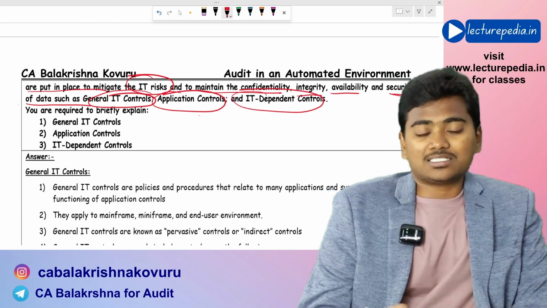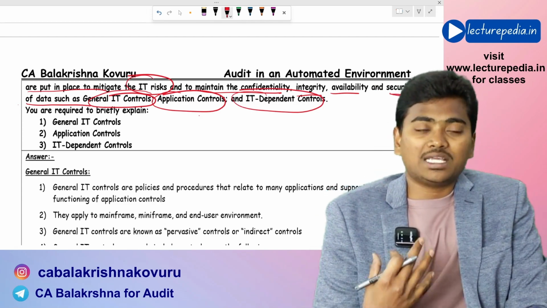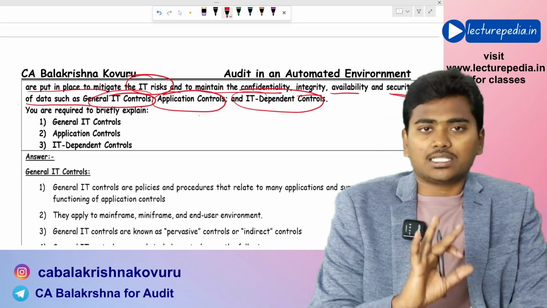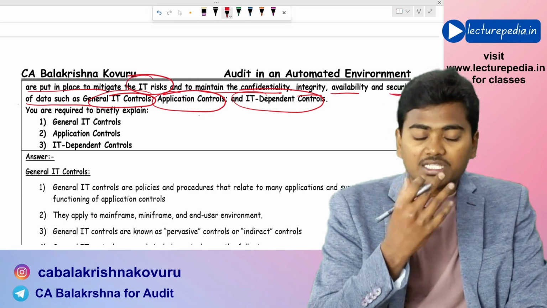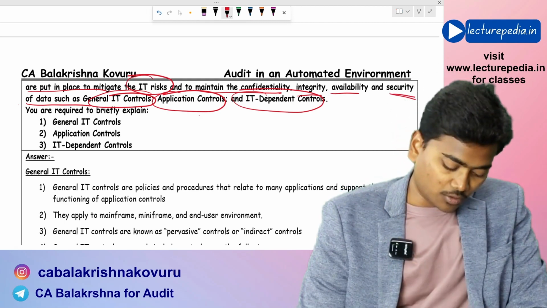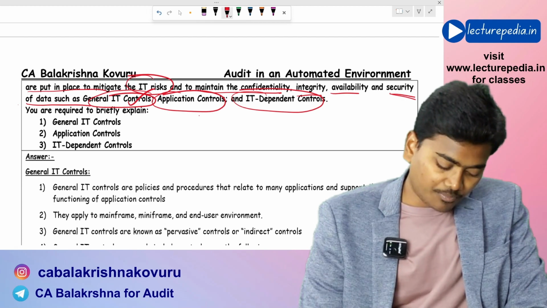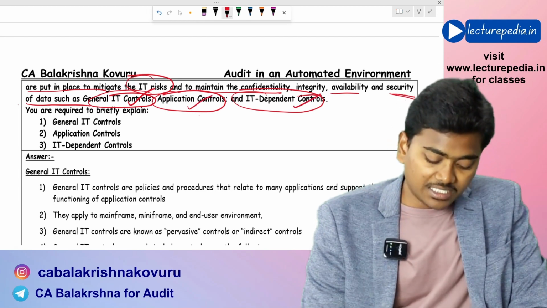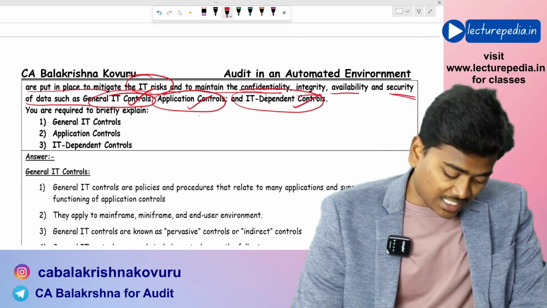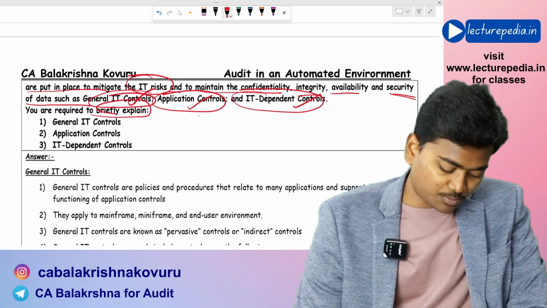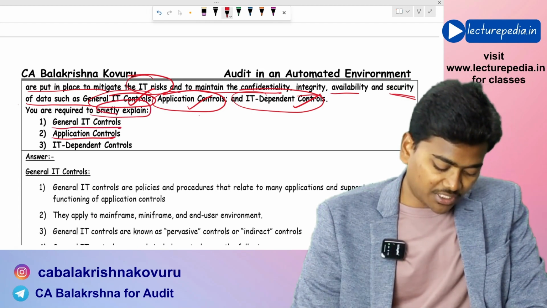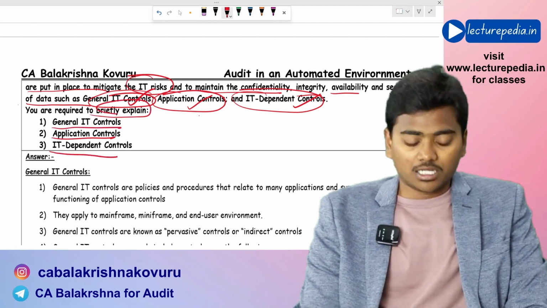Various controls have been established in the entity. Basically, there are three types of controls in an automated environment: general IT controls, application controls, and IT dependent controls. Now he is asking you to briefly explain general IT controls, application controls, and IT dependent controls.